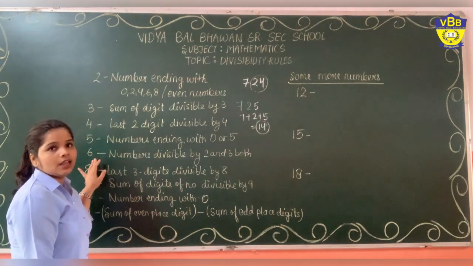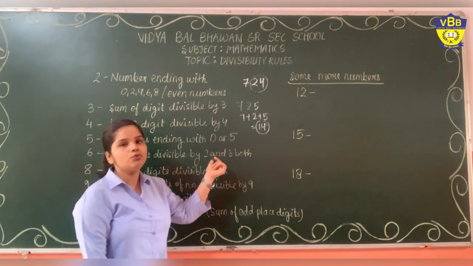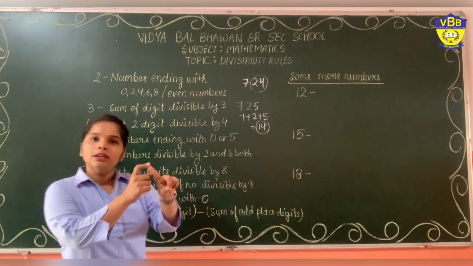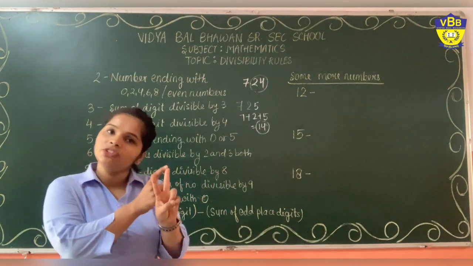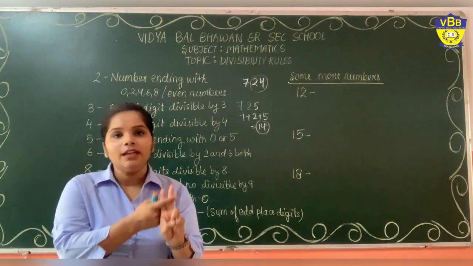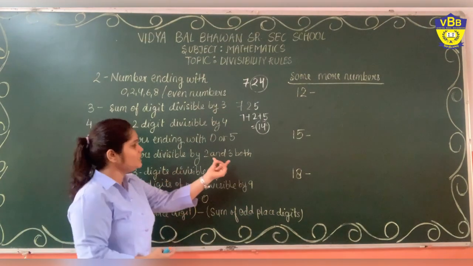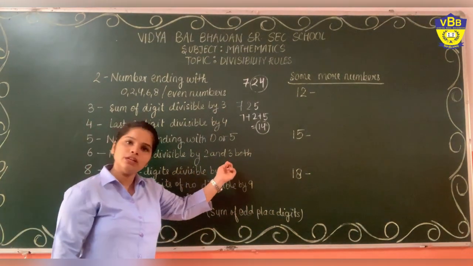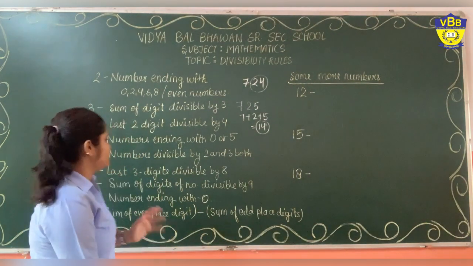For 6, you need to check if the number is divisible by both 2 and 3. If a number is divisible by 2 and that same number is divisible by 3, then that number will be divisible by 6. If it is not divisible by either of the numbers, like it is divisible by 2 and not divisible by 3, then it will not be divisible by 6.